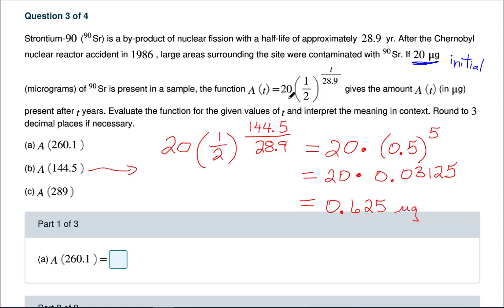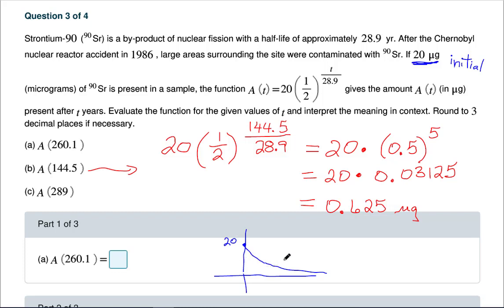Over time, the product decays. So what's going on here is the following. We're starting off with 20 micrograms of this strontium 90, and as time goes on, it keeps decaying. We're losing half of it after particular time periods. That's this thing called a half-life. So it basically halves every 28.9 years.